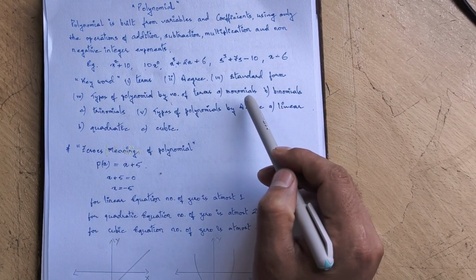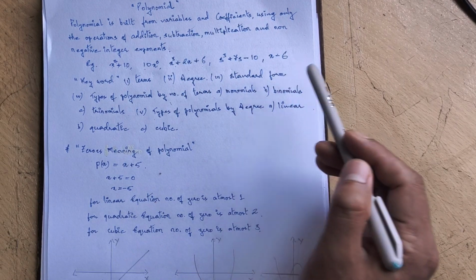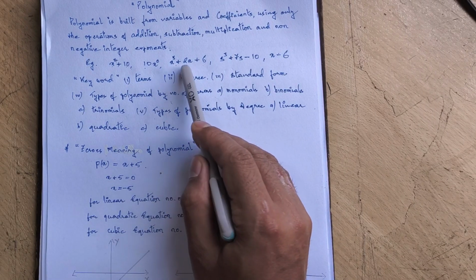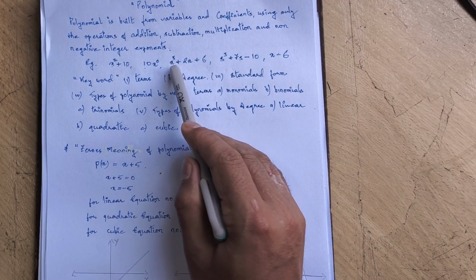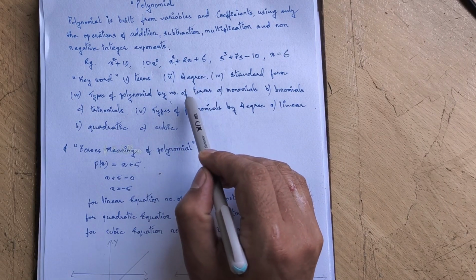Now standard form. Standard form is the representation of the polynomial according to the descending order of the exponent. So here we see in the first term the exponent is 3, in the second term the exponent is 1. So it's already represented in the standard form.